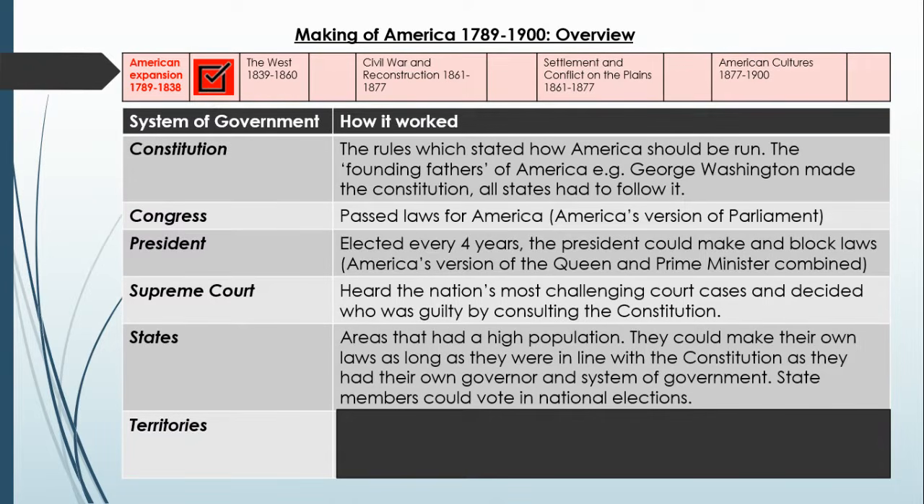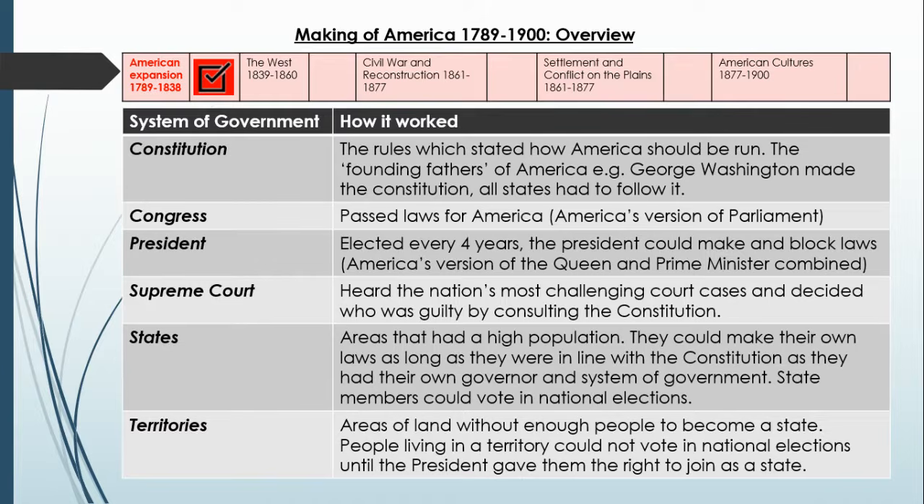Some people believe that the state should have more power. Some people believe they should have less power. And that is, again, going to be a problem that we're going to see crop up as we go through the course. Finally, we have territories. These are areas of land without enough people to become a state. So territories are likely to become a state provided that enough people go to that area, and we will see that this happens a lot through the course.